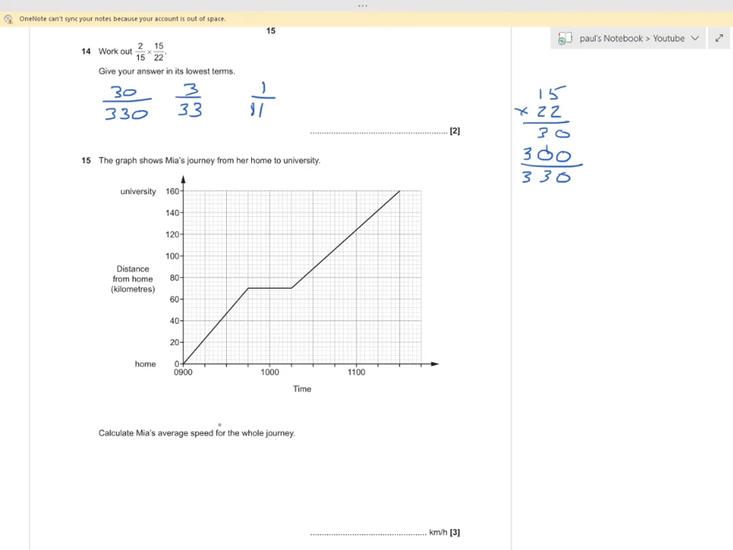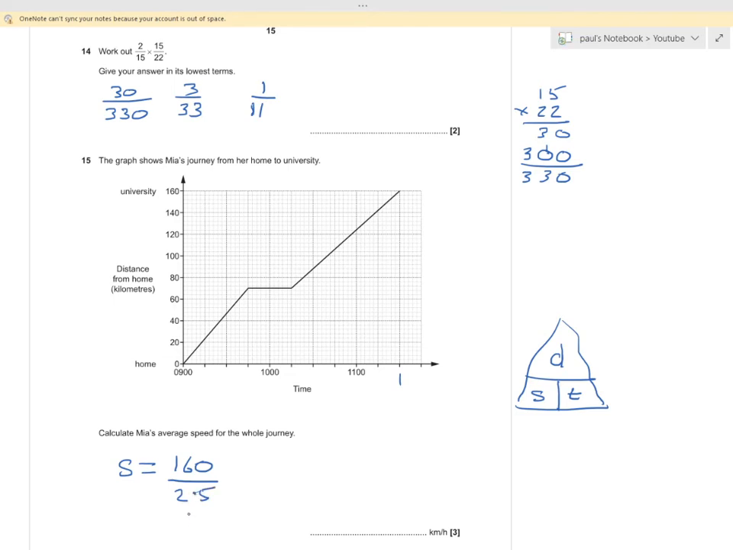Right, calculate the average speed for the whole journey. We're going to use one of these little triangles. STD. So we've got to find the speed is the distance over the time. So the speed is the distance. How far did she go? She went 160. And how long did it take her? It took her 2.5 hours.